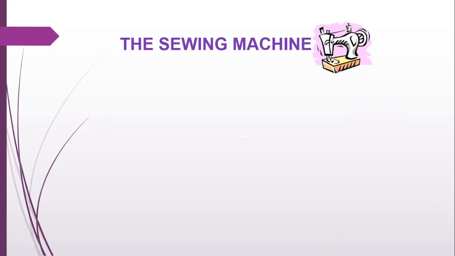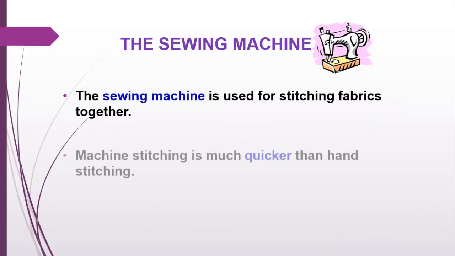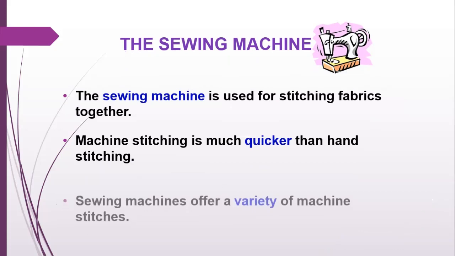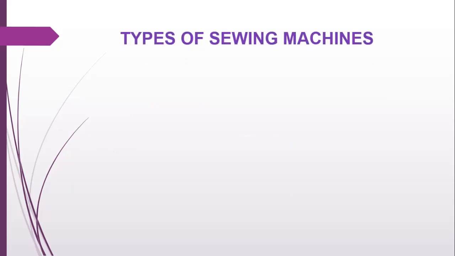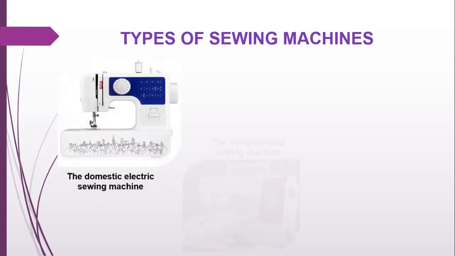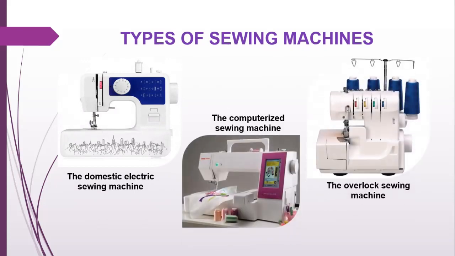The sewing machine. The sewing machine is used for stitching fabrics together. Machine stitching is much quicker than hand stitching. Sewing machines offer a variety of machine stitches that can be used to enhance the appearance of garments and textile products. There are different types of sewing machines available on the market. Some examples are the domestic electric sewing machine, the computerized sewing machine, the overlock sewing machine.